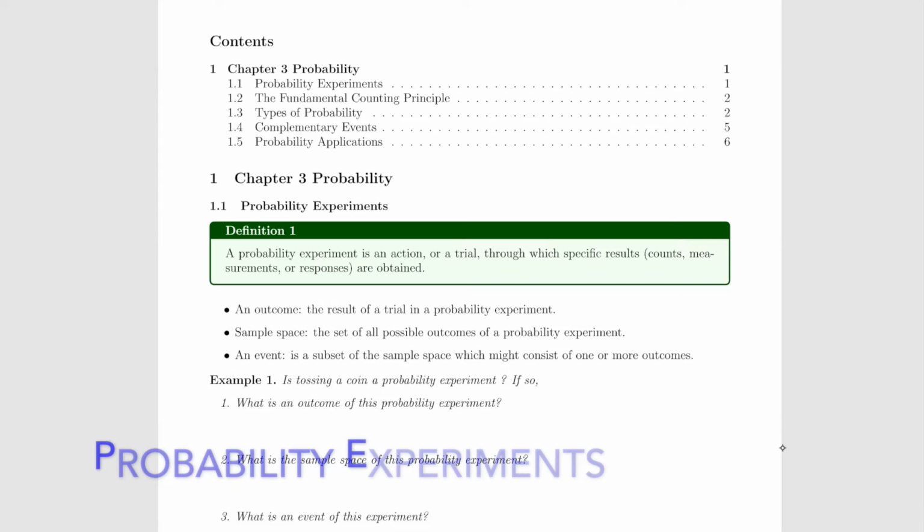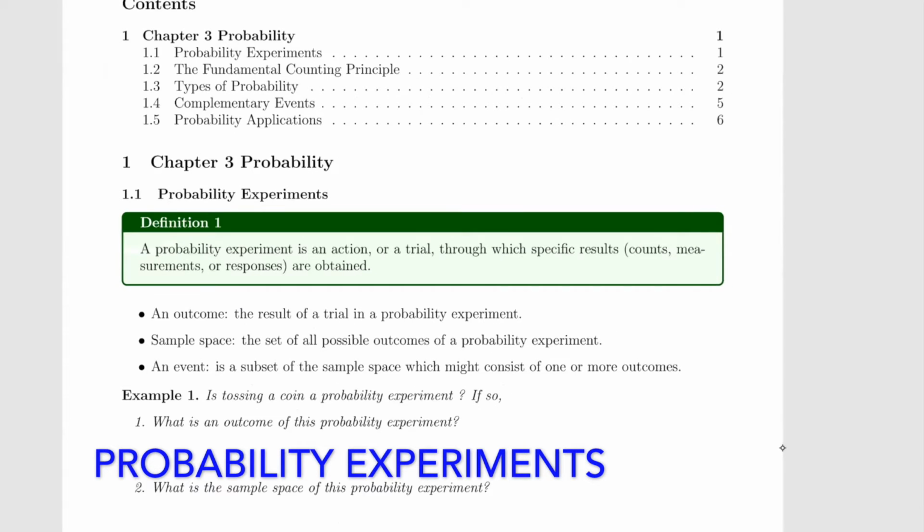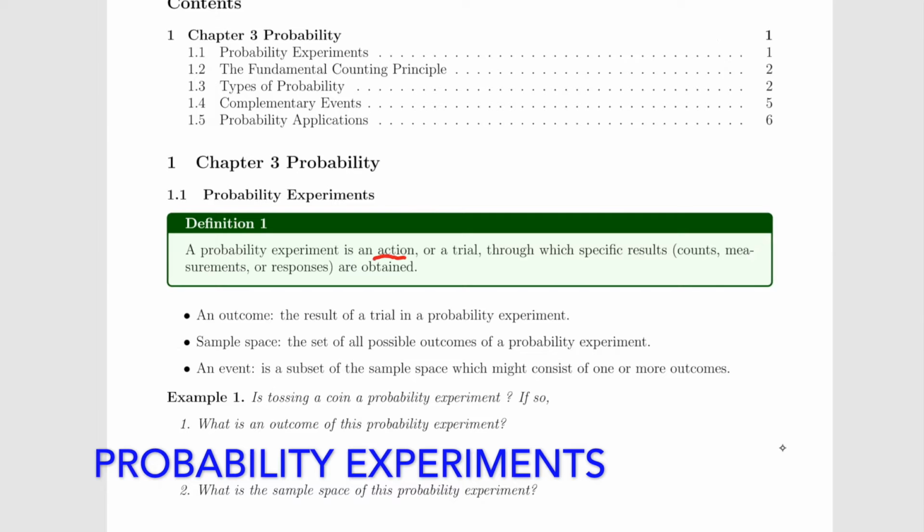In this lecture, we will talk about probability. So first, what are probability experiments? By definition, a probability experiment is an action or a trial through which specific results, which are outcomes, counts, measurements, or responses are obtained. So you do an action during an experiment or a trial, and you get results from those actions or trials. Those are probability experiments.